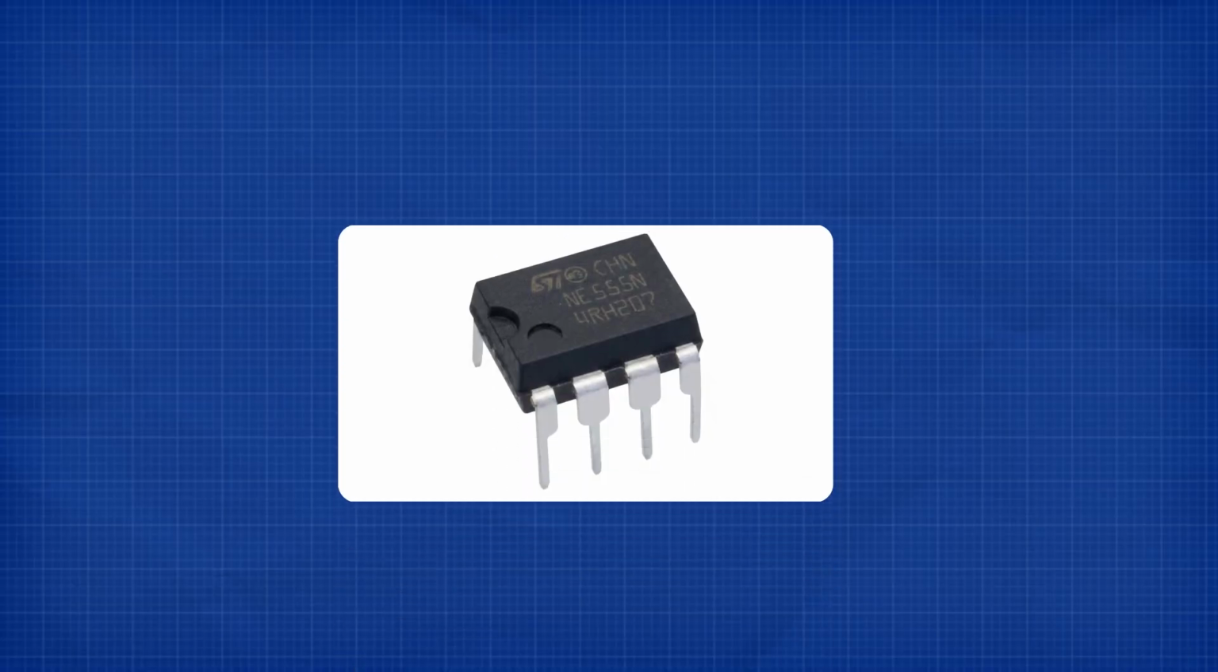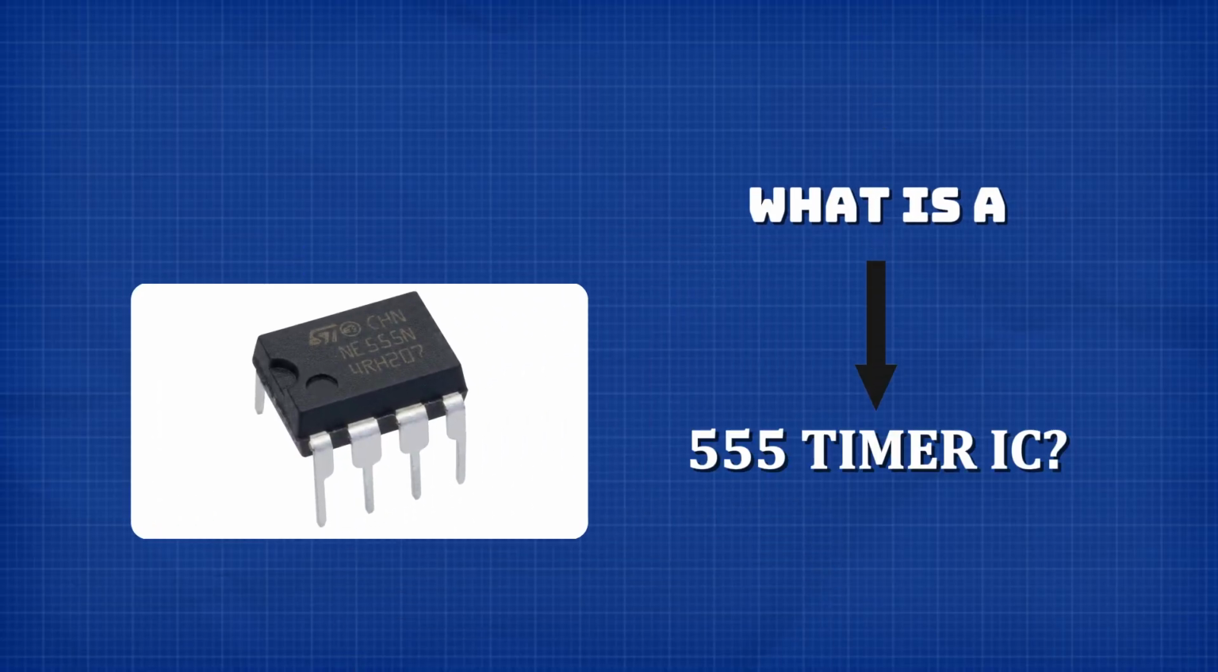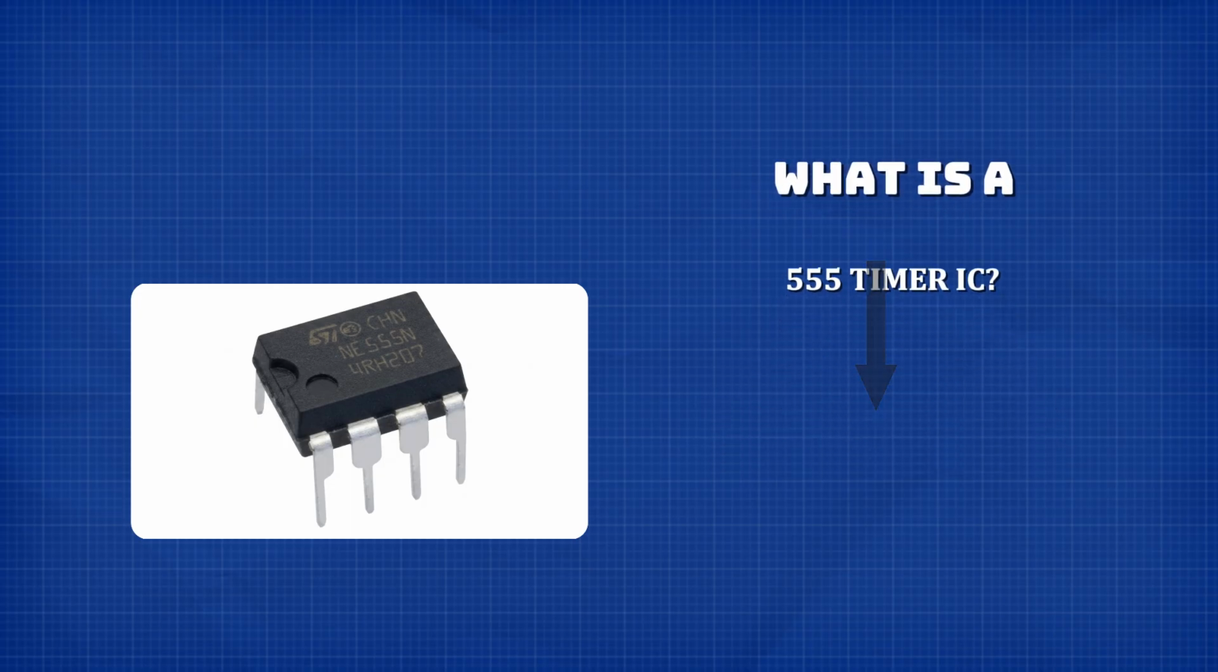So let's break it down. What is a 555 timer IC? In simple terms, a 555 timer IC is an integrated circuit used to create timing delays, pulses, and oscillation in electronic circuits. In other words, it is a small chip that can control time.